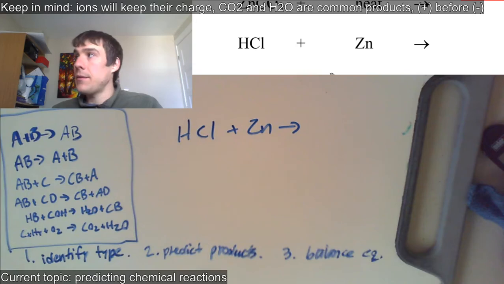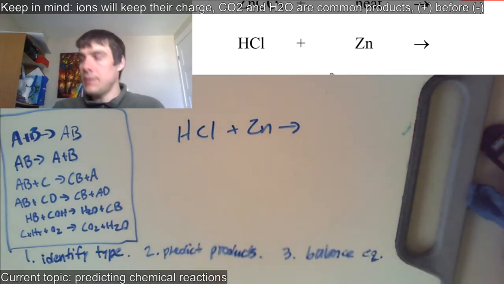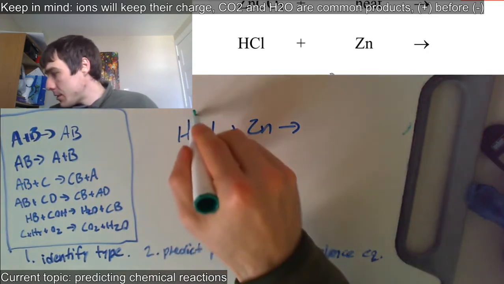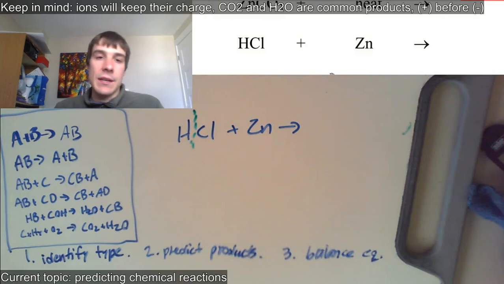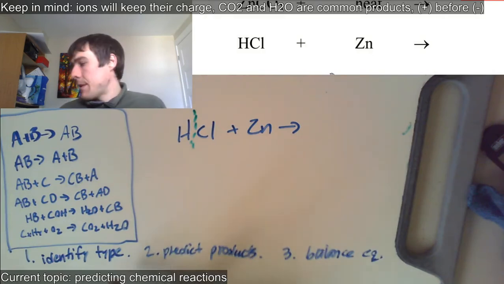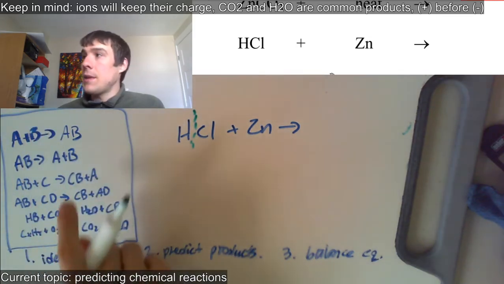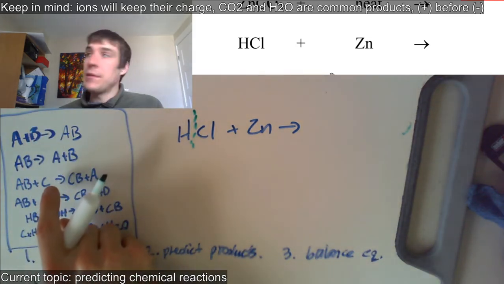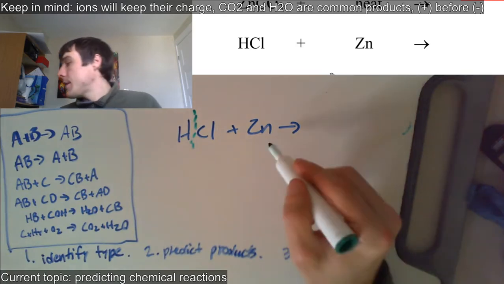Okay, here we have HCl and zinc. So we have HCl, which is a 2-parter, right? H and Cl. And we have zinc just by itself, just zinc. So what is it going to form? What kind of reaction is it going to be, right? Our first thing is identify the type of reaction. We look here, and we have zinc by itself. And so it's going to be a single displacement reaction.